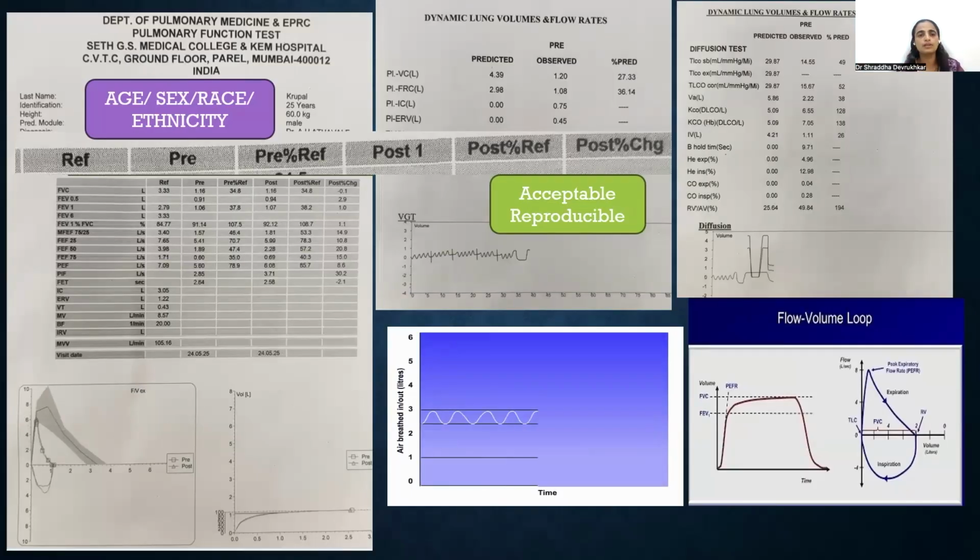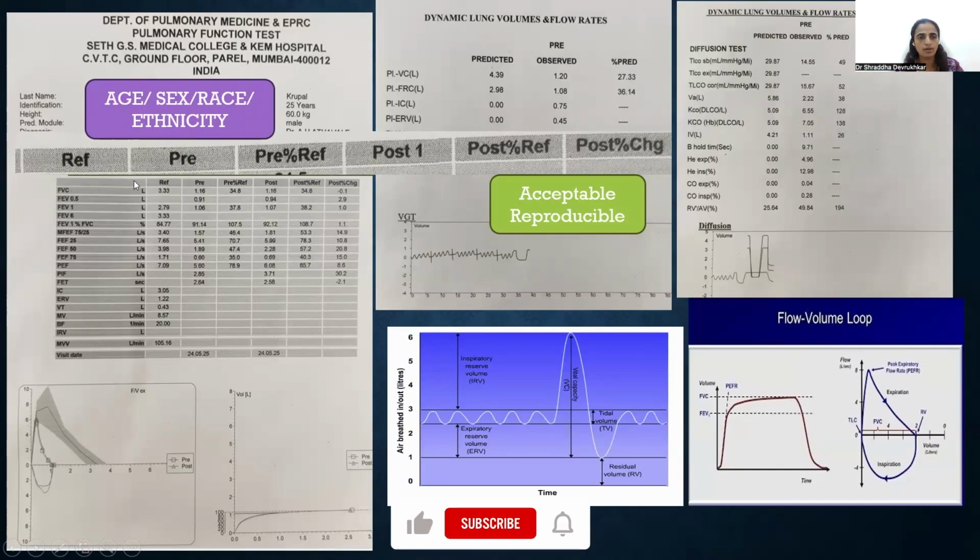So this is how a PFT report looks. Why is it important? Because most of the normal values in a PFT vary with age, sex, race, and ethnicity. So what a PFT report gives me is this set of values: the patient's value, the predicted value for it, the percentage of the predicted, and the post bronchodilation value. This is what we are looking at today.